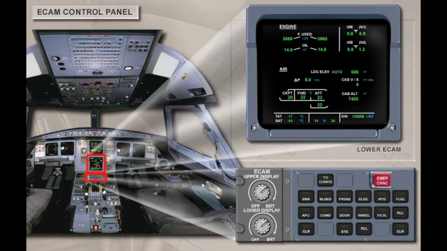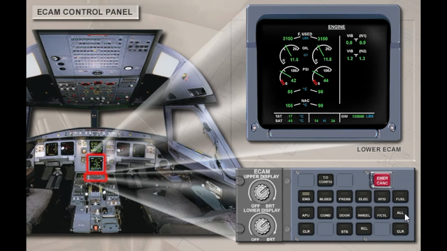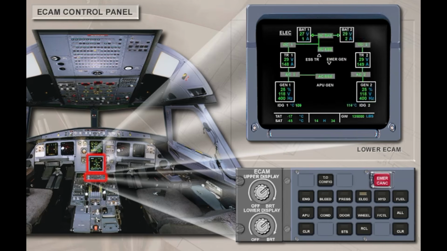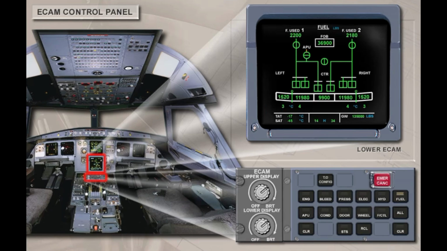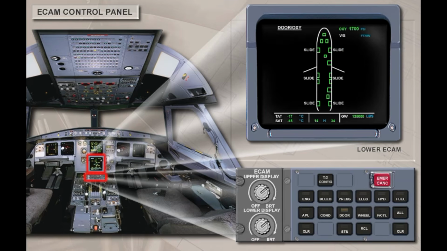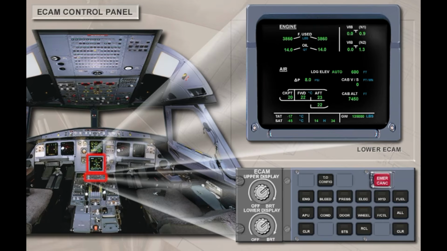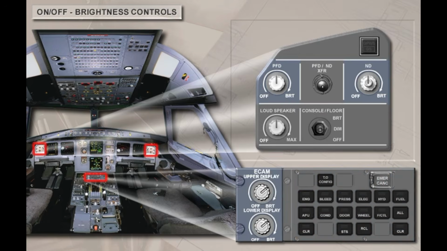Pressing and holding the All push-button switch cycles through all of the system's pages at 1-second intervals. Touch the All push button to cycle through the system's pages, then the right arrow to continue. On, off, and brightness controls for the upper and lower ECAMs are located on the ECAM control panel, and for the PFDs and nav displays on the outboard main instrument panel.